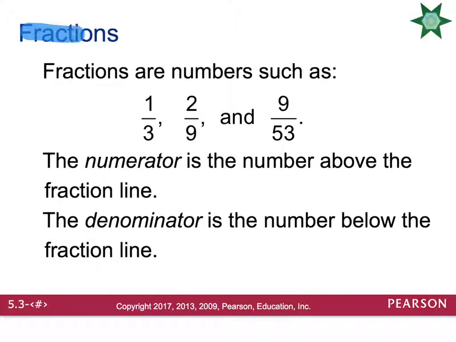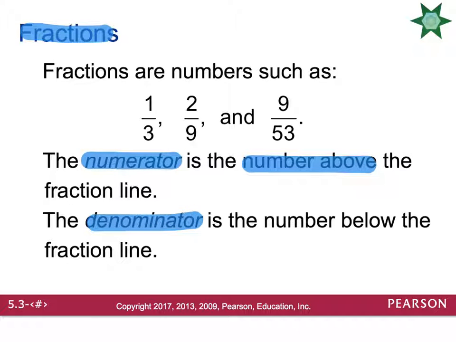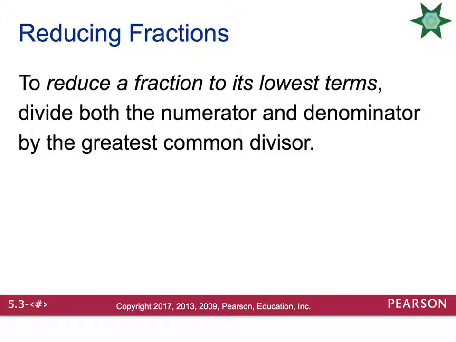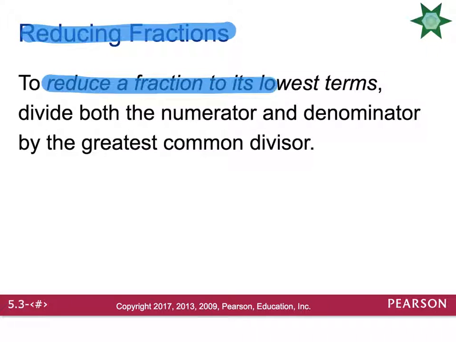We know what fractions are, right? So here's some examples of fractions. The numerator is the number above, and the denominator is the number below. So here's some examples. 1/3, 2/9, 9 over 53 are fractions. When we have fractions, we want to make sure they're reduced. We can say in lowest terms. So, reducing a fraction, we want to reduce a fraction to its lowest terms.